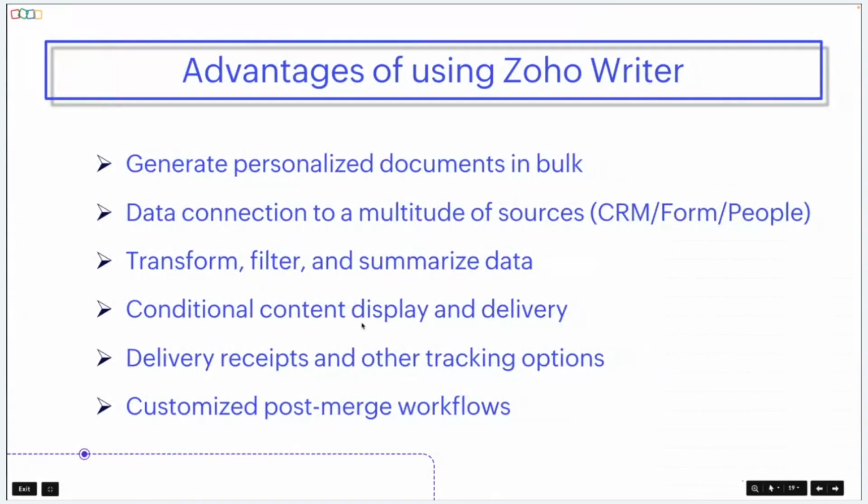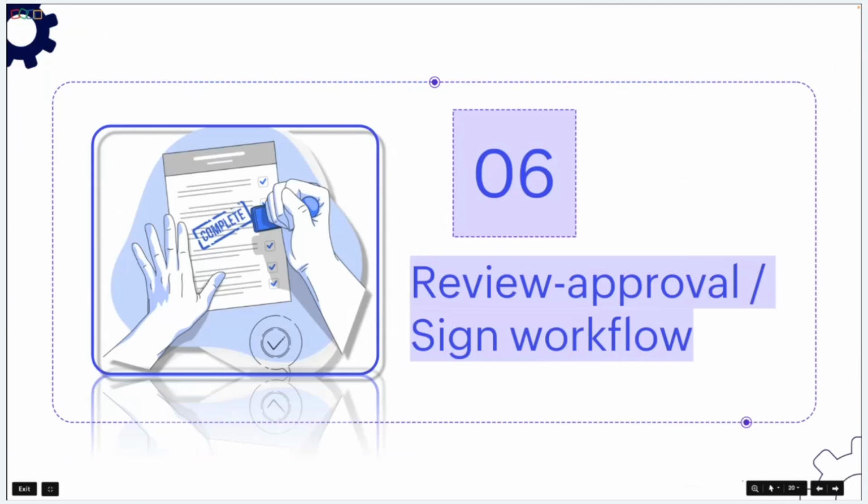Not only that, you can also display contents based on conditions. We have if else conditions available in Zoho Writer. If a condition is satisfied, you can display certain contents. If it is not satisfied, then you can display entirely different content. So these options are available. And yes, as mentioned, we also have customized post merge workflows where you can use custom functions once the merge operation is completed.